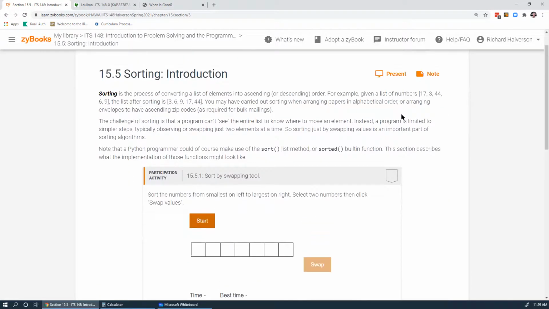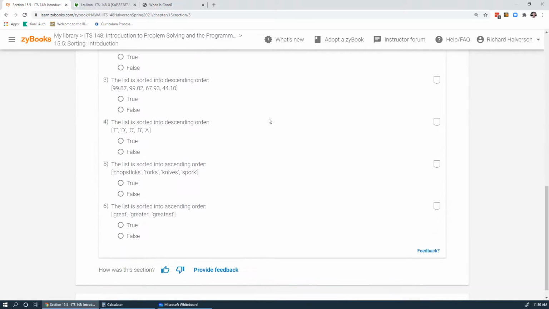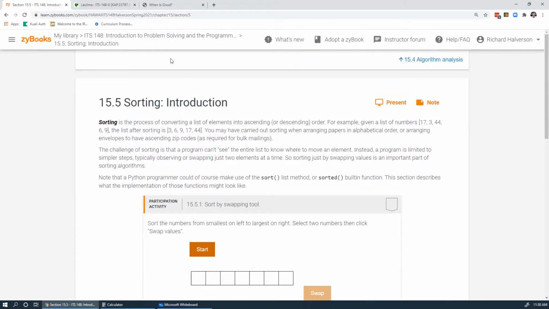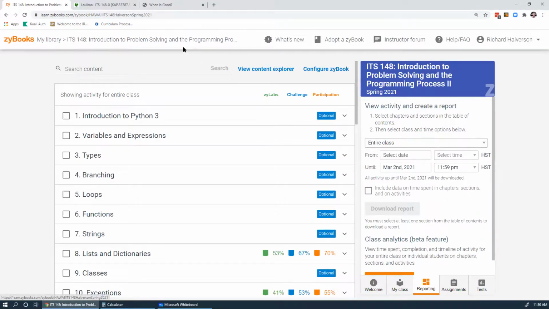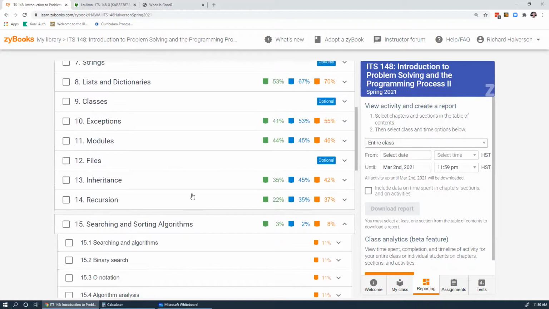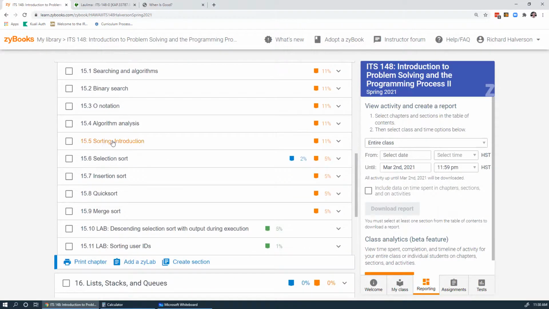So for sorting, let's just, this is just the introduction to sorting. So let's go through this. It's 11:30 already, but this is where we are right now. It's an introduction to sorting, and then we're going to cover selection sort and insertion sort, and these two sorts are O of n squared sorts, where we start with one and then we scan through.